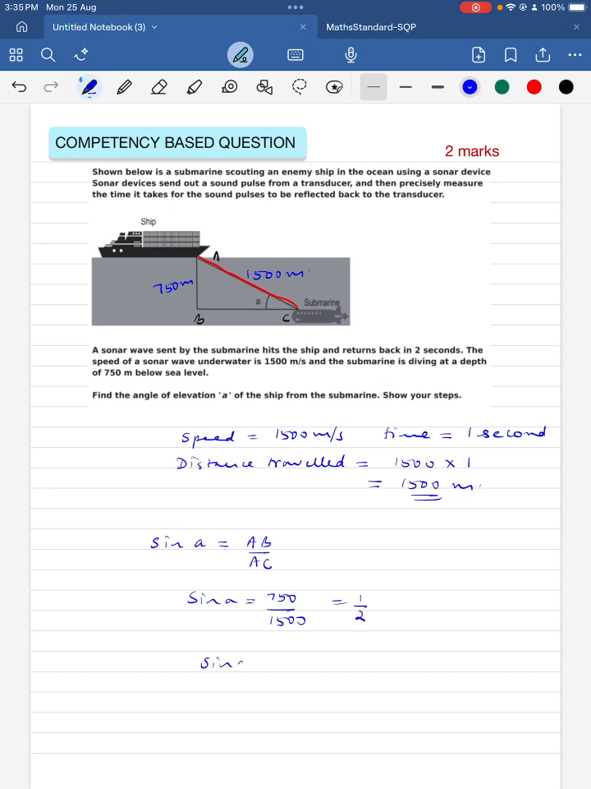Now I know that sine of 30 degrees is 1 by 2. So I can replace 1 by 2 with sine 30. And the value of A now becomes equal to 30 degrees. So the angle of elevation of the ship from the submarine is equal to 30 degrees.